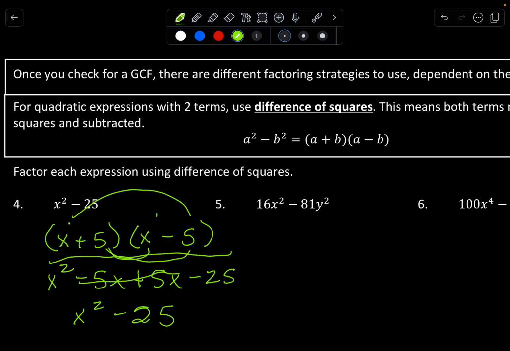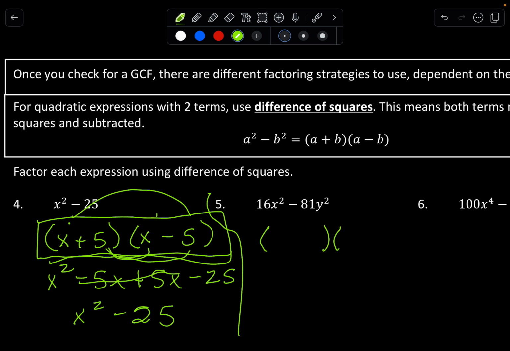That's just how we verify. Again, this right here was my final answer, but we can verify by FOILing it back out just to make sure. Same thing for number 5 here. The idea is I have two sets of parentheses. The only thing that should be different is a plus on one side and a minus on the other.